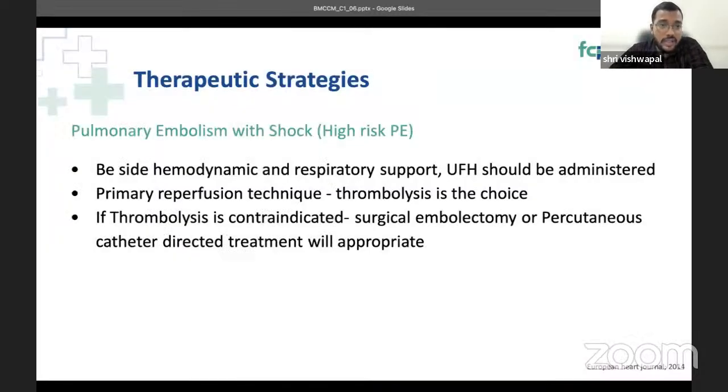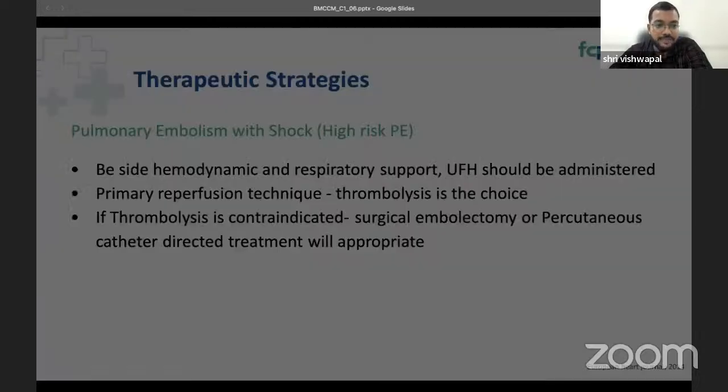Okay, so as I discussed, for pulmonary embolism with shock, where the patient is considered high risk PE, we'll check hemodynamics and give hemodynamic and respiratory support, followed by unfractionated heparin, or thrombolysis can be done. If thrombolysis is contraindicated, we'll go for surgical embolectomy or percutaneous catheter directed treatment as appropriate.